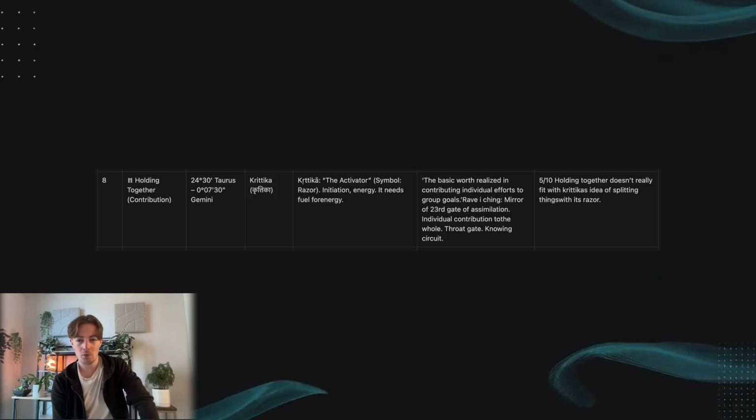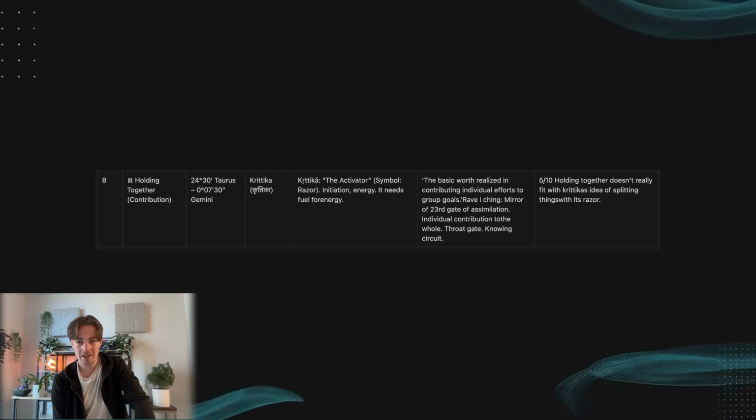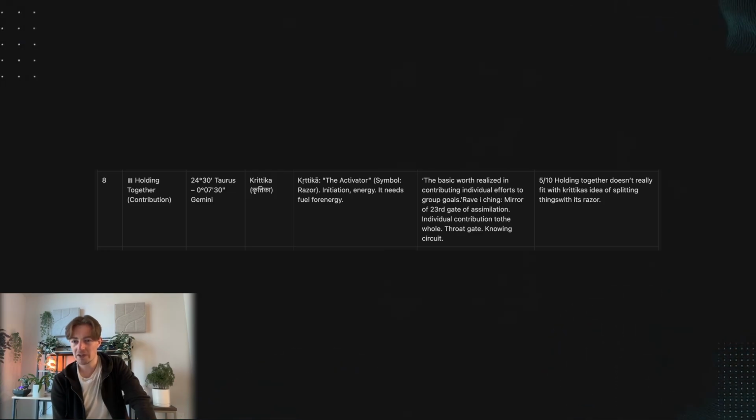I have this note from the Revi Ching. It's the mirror of the 23rd Gate of Assimilation. Individual contribution to the whole. It's a throat gate. It's a knowing circuit. So in my opinion, it doesn't really hold together with the Krittika Nakshatra. Again, Krittika Nakshatra is about splitting things, or the razor being very sharp in speech. It's associated with the razor, with the knife.